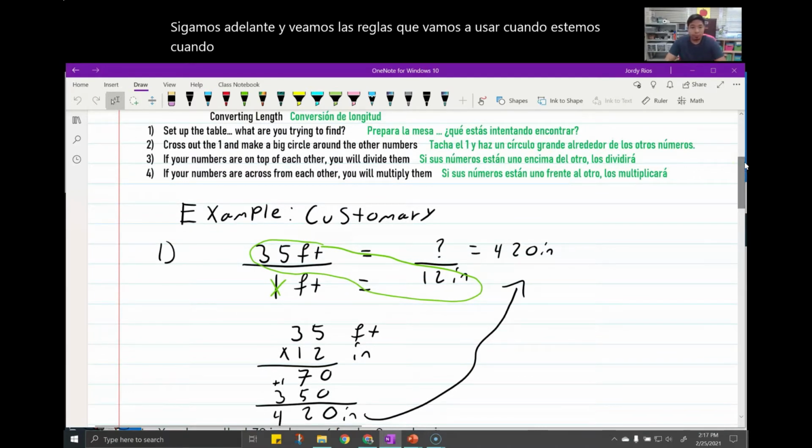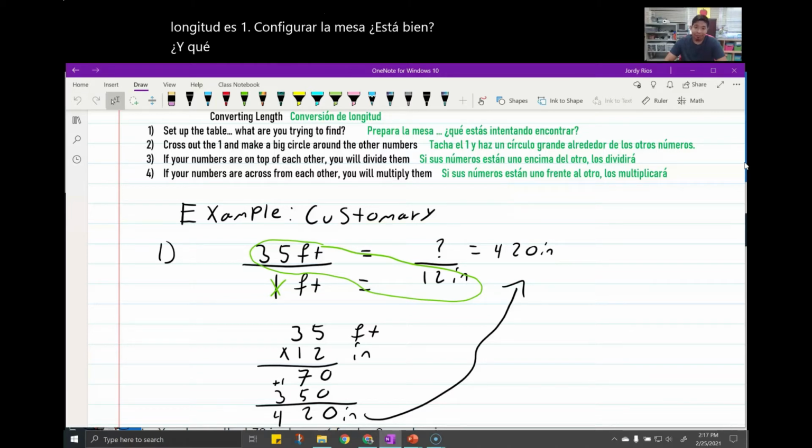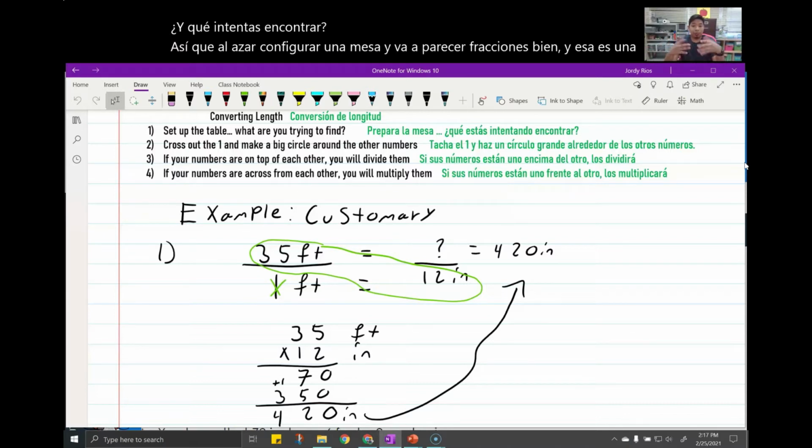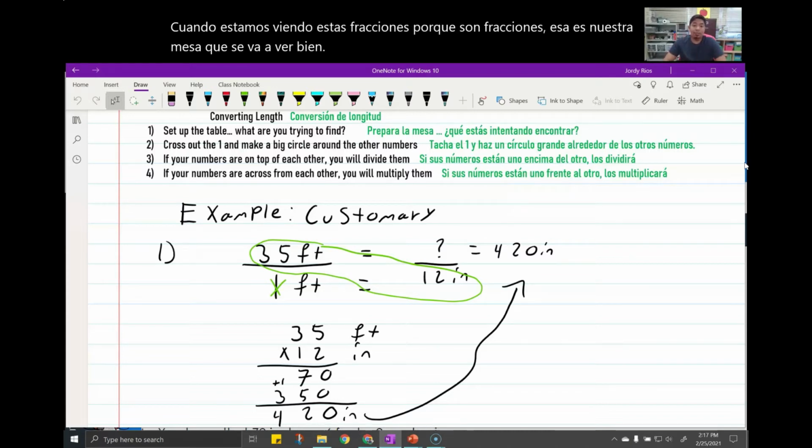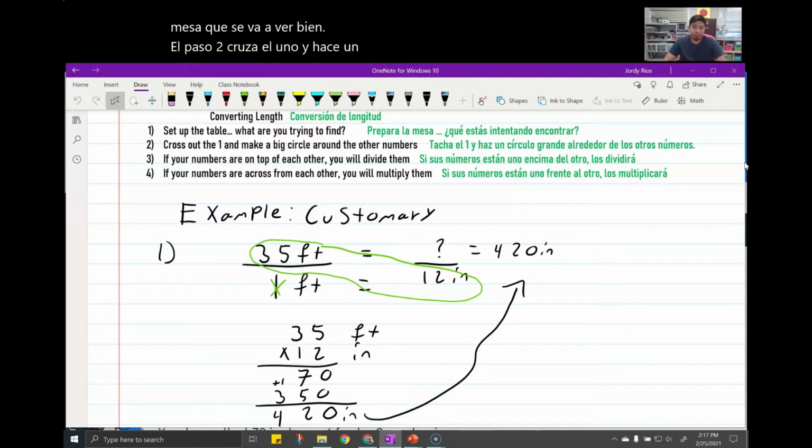So the first rule when converting length is 1. Set up the table, okay? And what are you trying to find? So we're going to set up a table, and it's going to look like fractions, okay? And that's the table that we're going to look at. Remember, if we set up a table, everything's gonna be nice and neat and organized. Step 2, cross out the 1 and make a big circle around the numbers, okay?